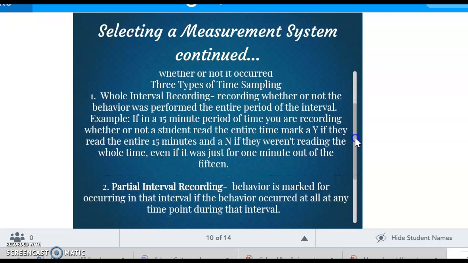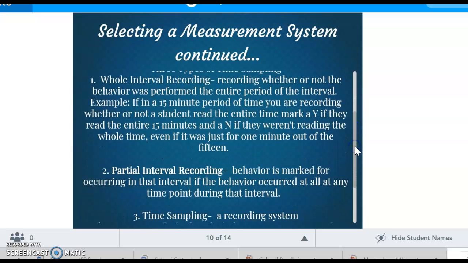There are 3 different types of time sampling. The first type of time sampling is whole interval recording. This is recording whether or not the behavior was performed for the entire period of the interval. So an example of this is if in a 15-minute period of time, you are recording whether or not a student read the entire time, you would mark a Y for yes if they read the entire 15 minutes, and an N for no if they weren't reading the whole time. Even if they only didn't read for 1 minute out of the 15 minutes, you would still mark an N.